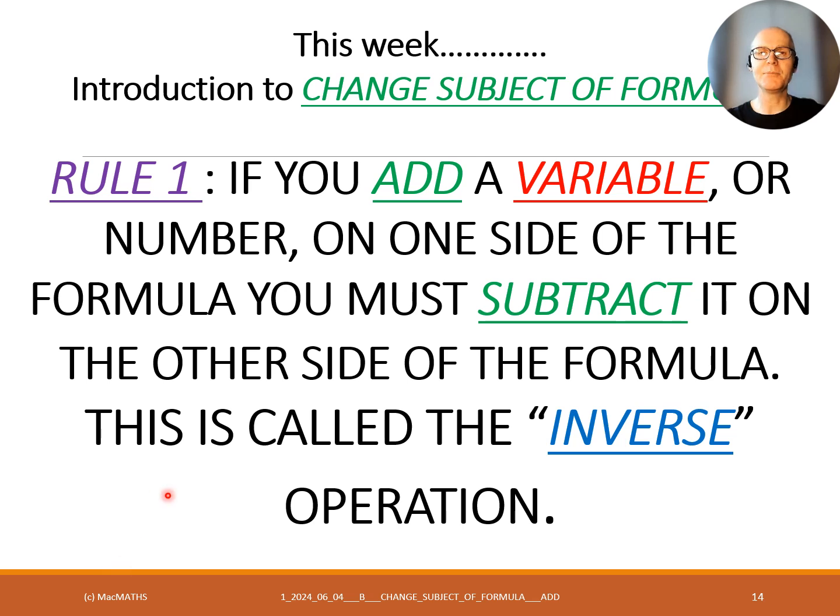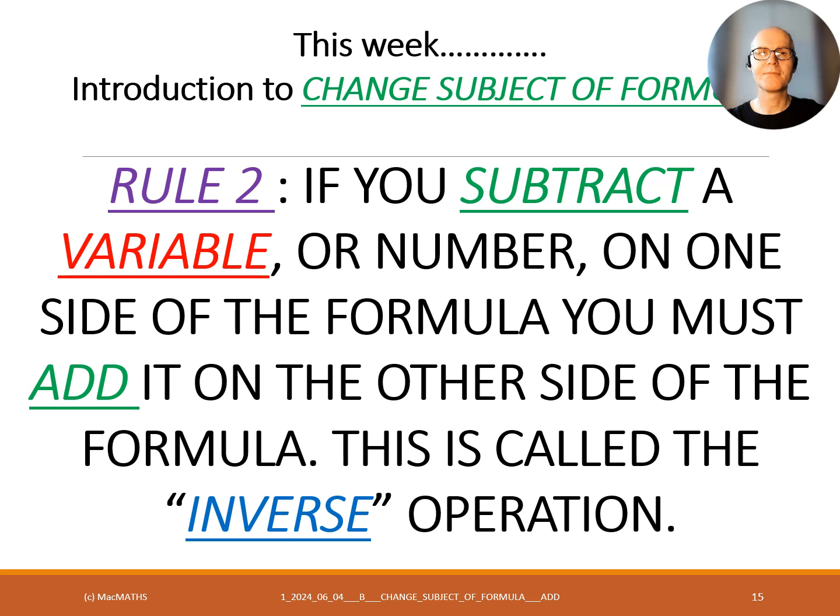If you're adding a variable or number on one side of the formula, if you want to shift it to the other side of the formula, you must reverse the operation, do the inverse. So addition on one side, subtraction on the other side. Rule 2 is the same scenario, but for subtraction. If you're subtracting a variable or number on one side of the formula, if you want to move it to the other side of the formula, you must change the operation, do the inverse, and subtraction would become addition.